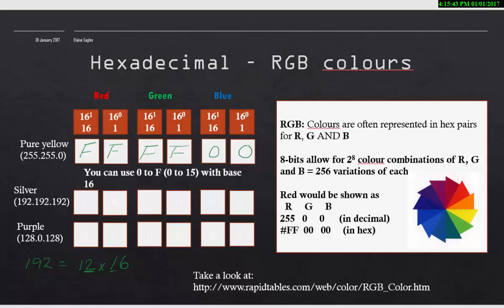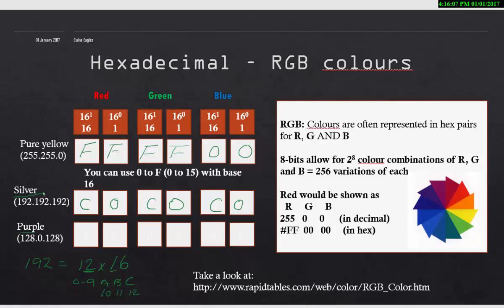We need 12. Now we have 0 to 9, A, B, C. So this is 10, 11, 12. So the answer is C0, because we don't need any units. C0 would make silver in the case of silver.